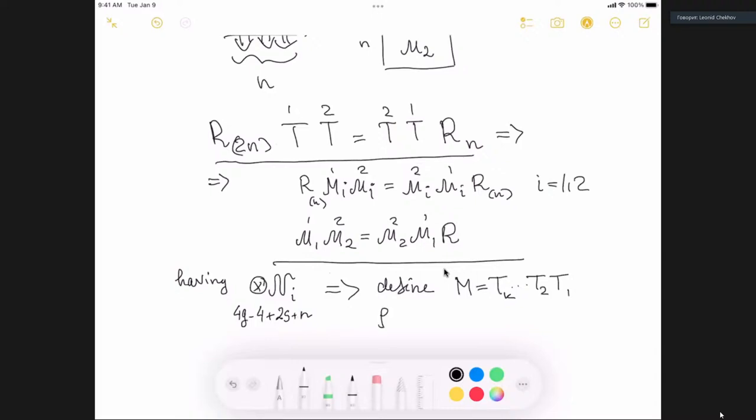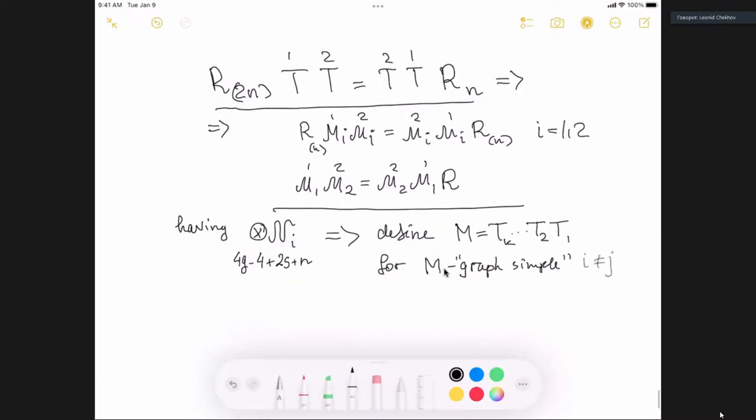Of course, it all works well for M, graph simple. That is, these indices do not coincide, so I is not equal to J. All paths are graph simple. And then for these transport matrices, we have the Goldman commutation relation.